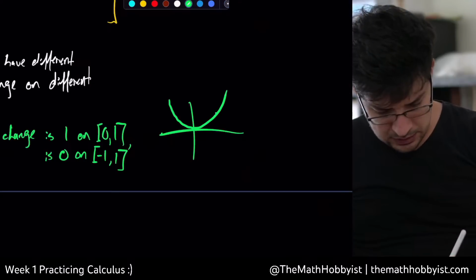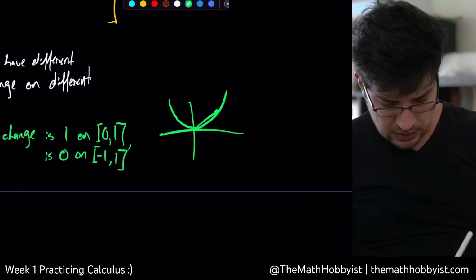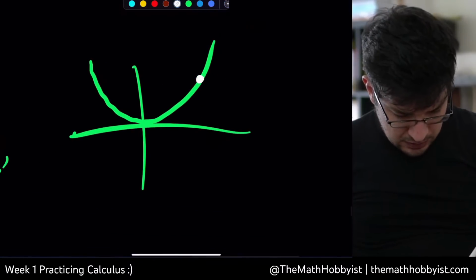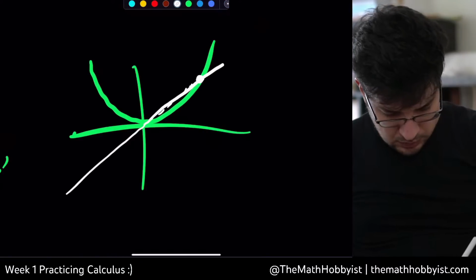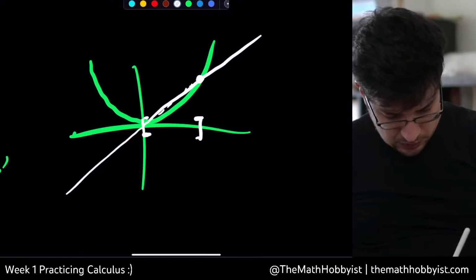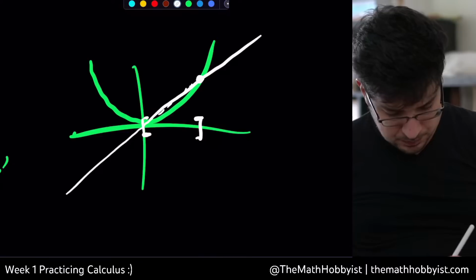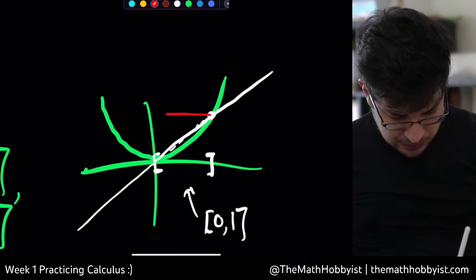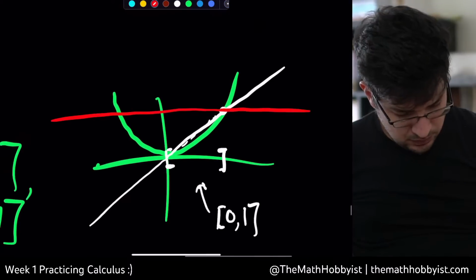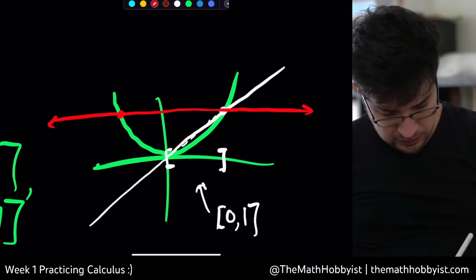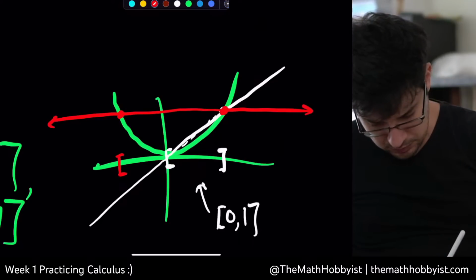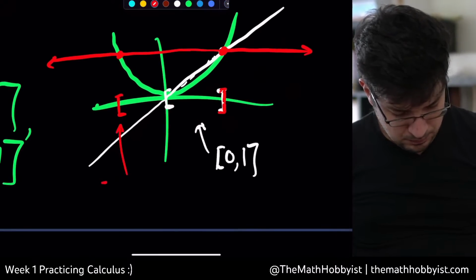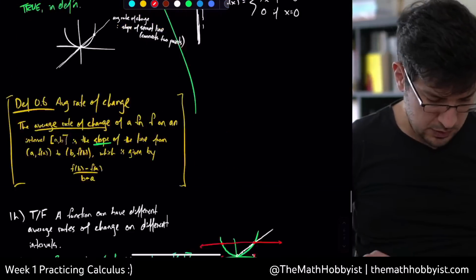The parabola x squared, I see really easily that the slope of the line, let's use a different color, the slope of the line connecting the interval 0 to 1 is different than the average rate of change connecting the points -1 and +1. Right? Okay, done.